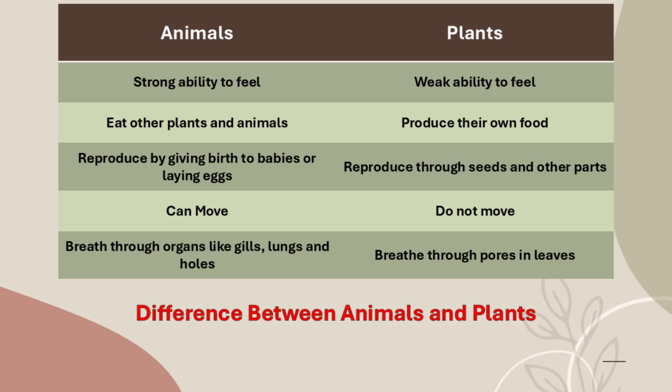And plants reproduce through seeds and other parts. But animals, they reproduce by giving birth to babies or by laying eggs.